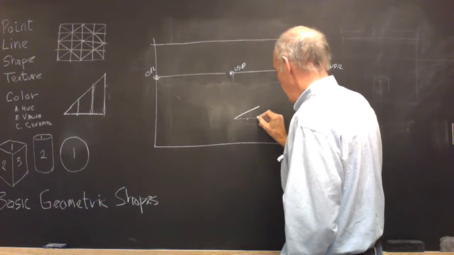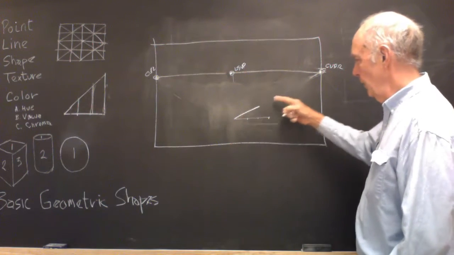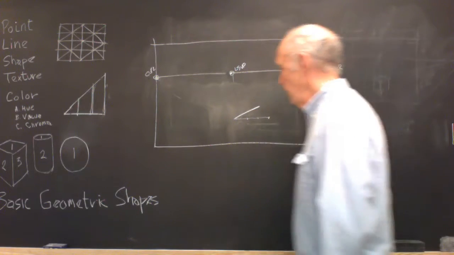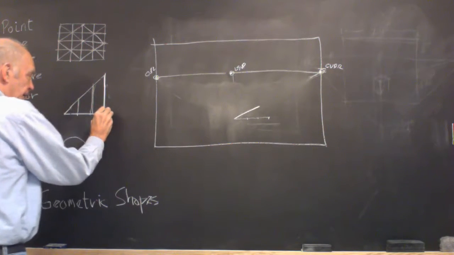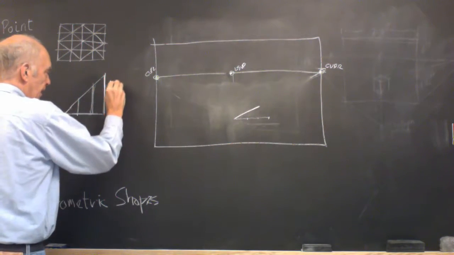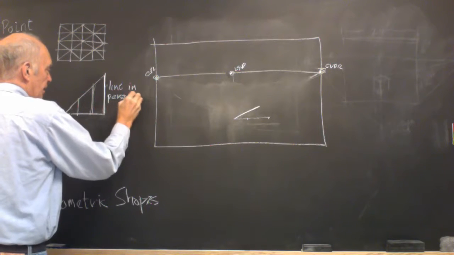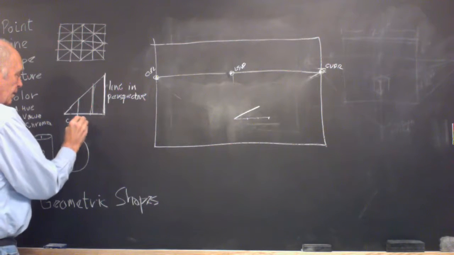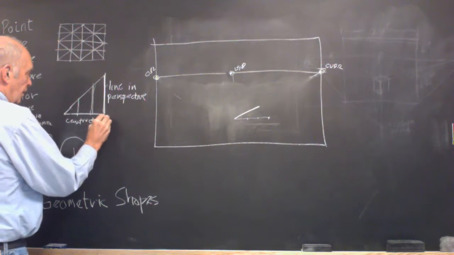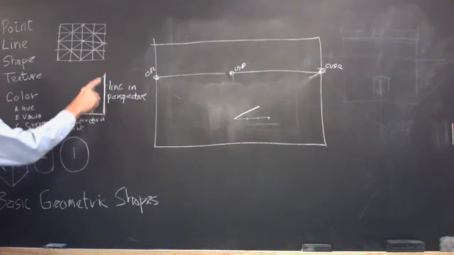And divide this up into 3 equal sections, let's say I used an inch. I just randomly drew this. Now what I've done is I've drawn this line in perspective. This is the line in perspective. This is the construction line, divided up into 3 equal sections. Notice that this line, this line, and this line are parallel.